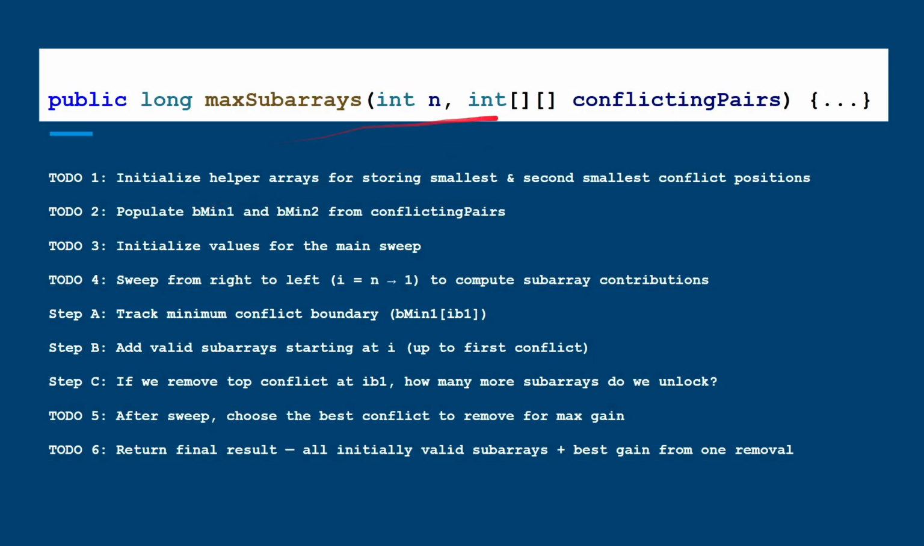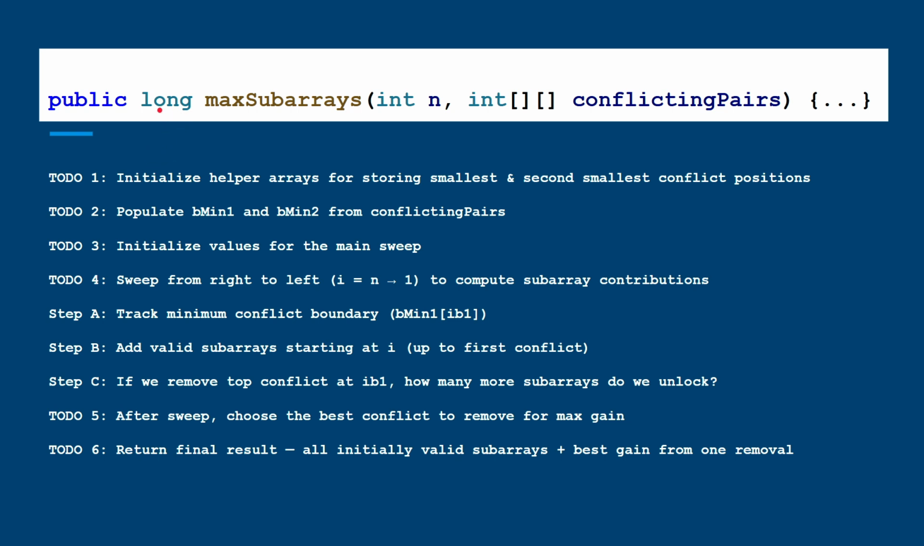So in the very first step, let's understand how we are going to write the code, right? We have the maxSubarrays function given, where we have n and conflicting pairs given as arguments, and we return a long, right?